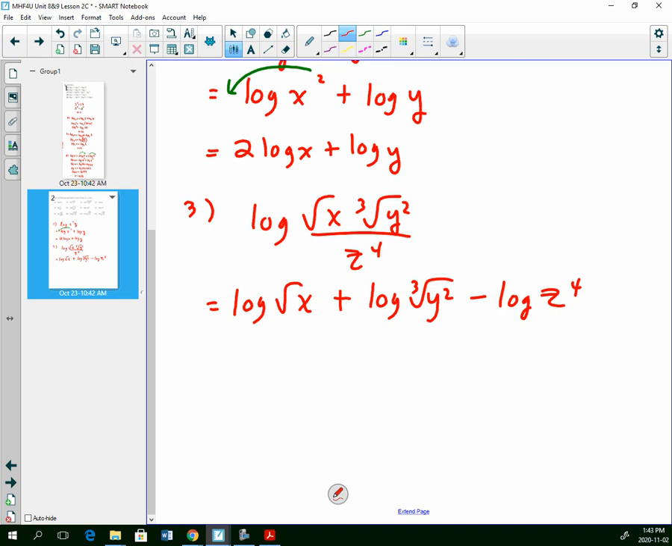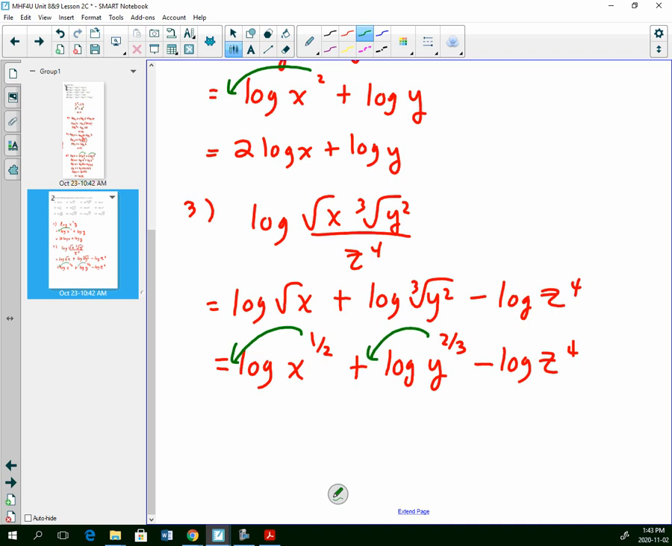Once we've done that, we have to bring powers down. So I need to write them as an exponent. So root x is the same as x to the 1/2. This one would be 2 over 3. 3 is the root, so that's the number that goes on the bottom, and 2 is the power, so that's the number that goes on the top. Okay, so I'm going to express them as exponents, and then all these powers need to come down to be finished.